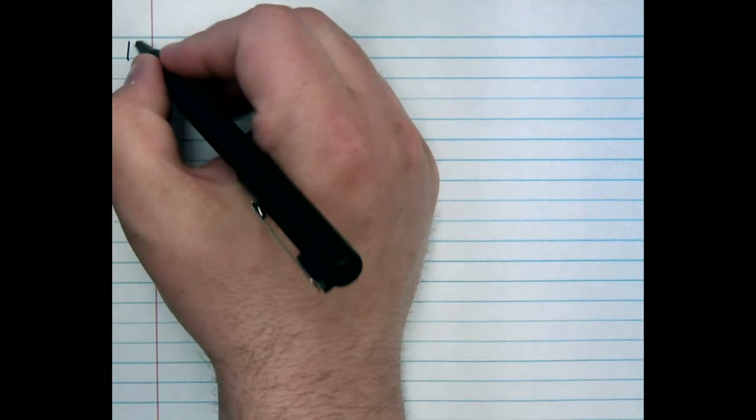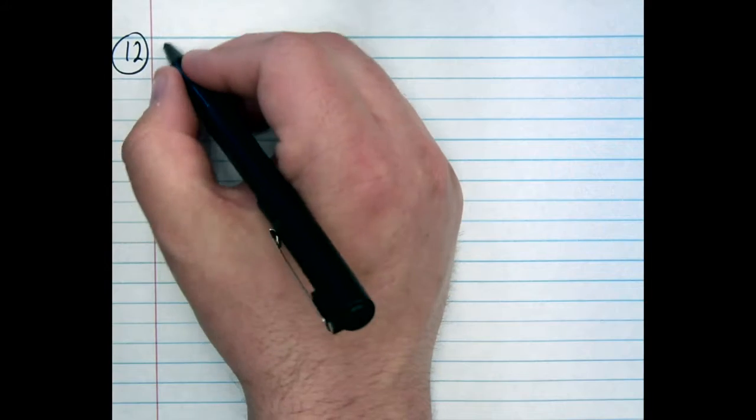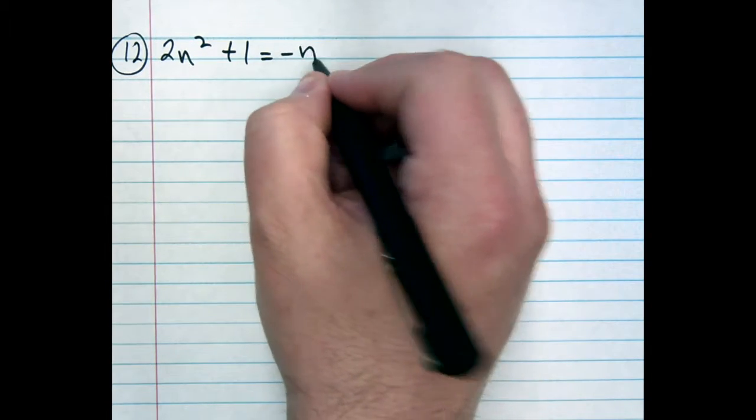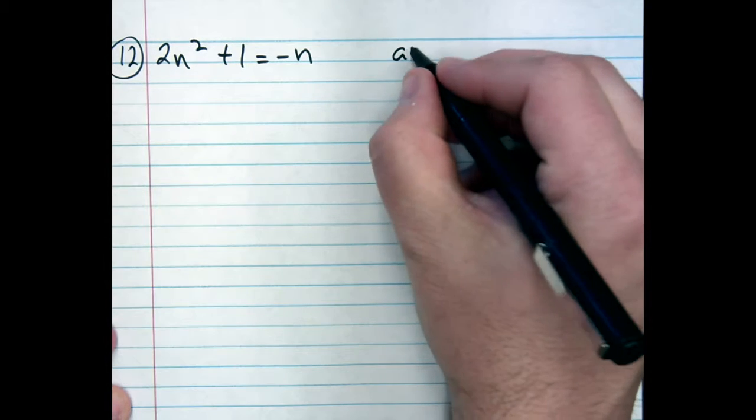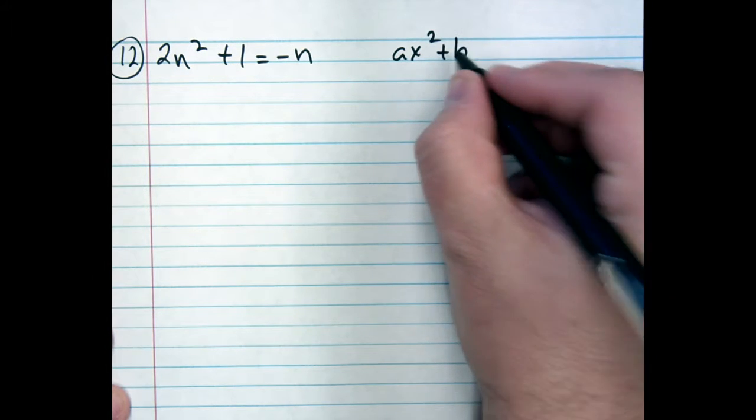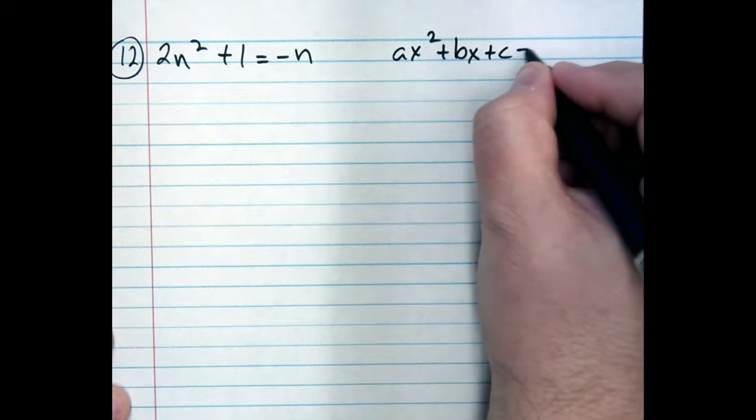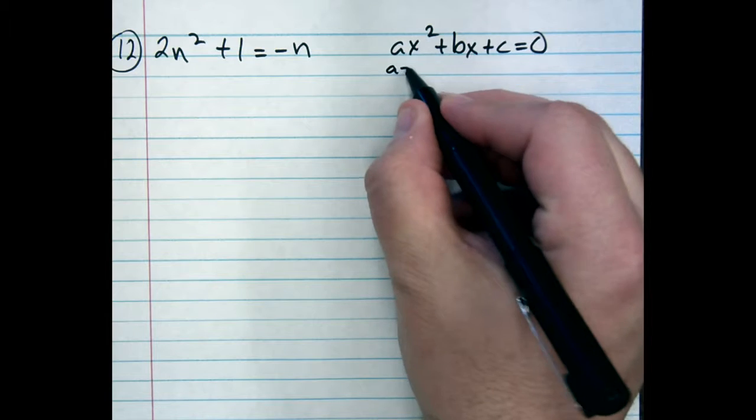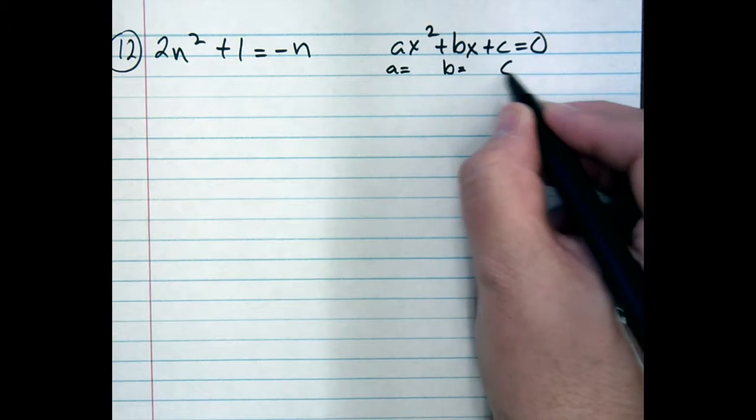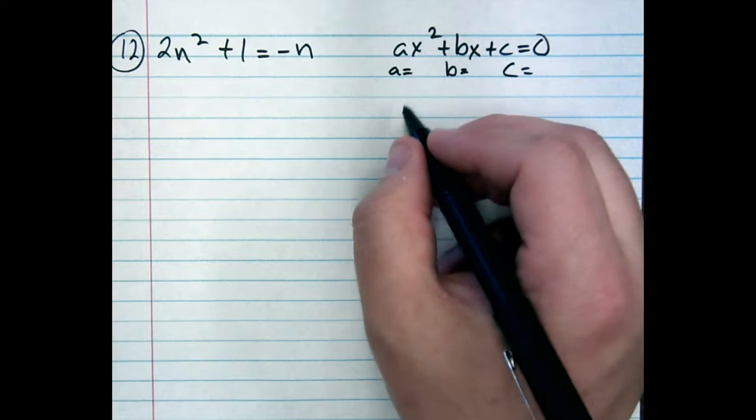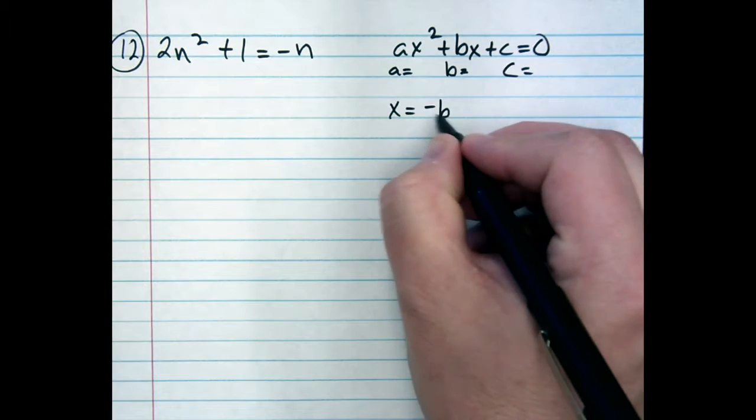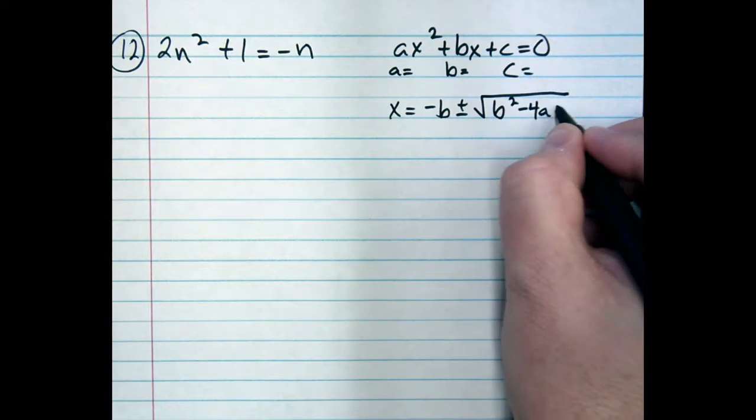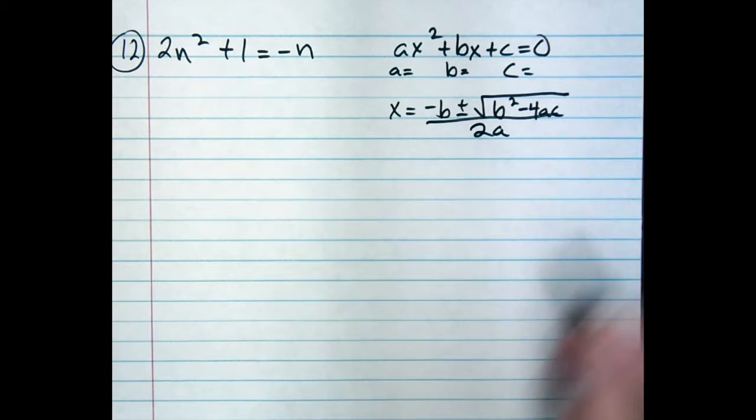For problem number 12, I'm given 2n squared plus 1 is equal to negative n. Remember, to solve this using the quadratic formula, I want to make it look like this. I've got to solve for 0, and that'll give me my corresponding a, b, and c that I'll plug into the formula, which is x is equal to negative b plus or minus the square root of b squared minus 4ac all over 2a.